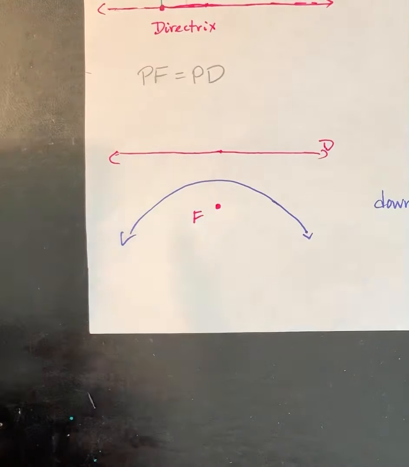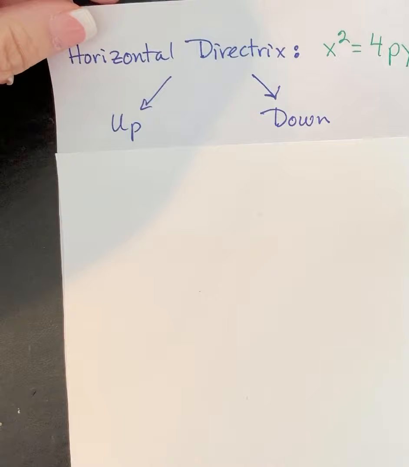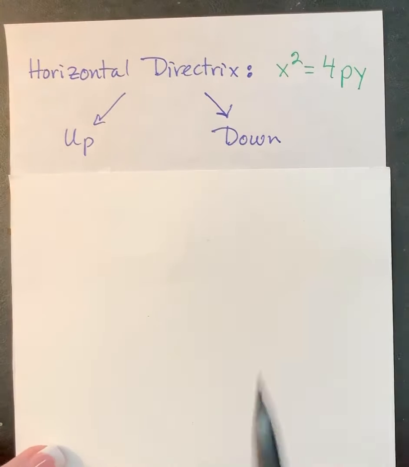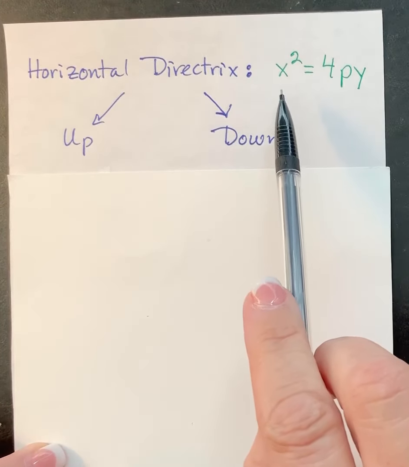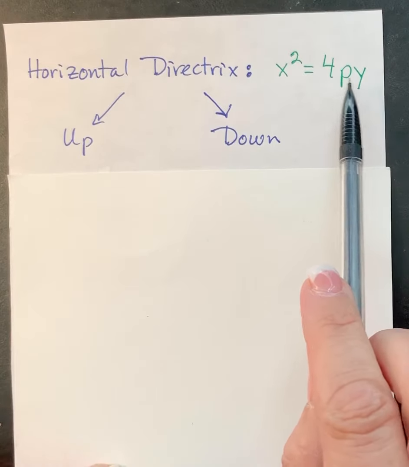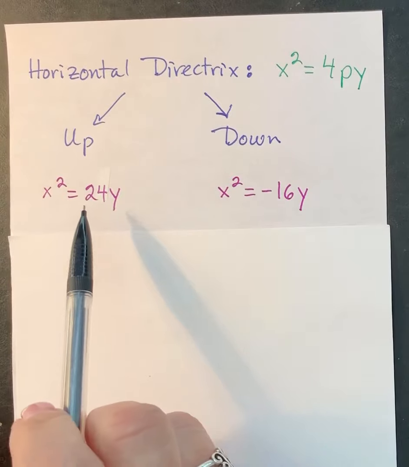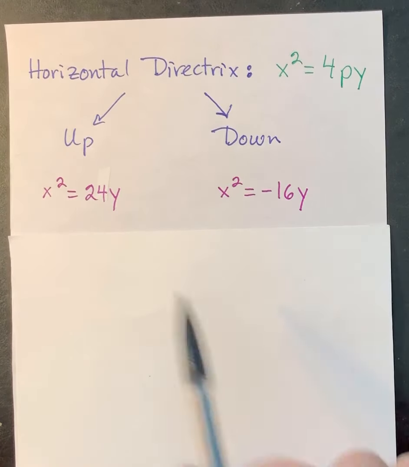the standard form equations, okay, for the case where the directrix is horizontal, and the parabola either opens up or down, it'll be in this general form: x squared equals 4 times p times y. So for example, you might have x squared equals 24y, or x squared equals negative 16y. Those fit in this form.